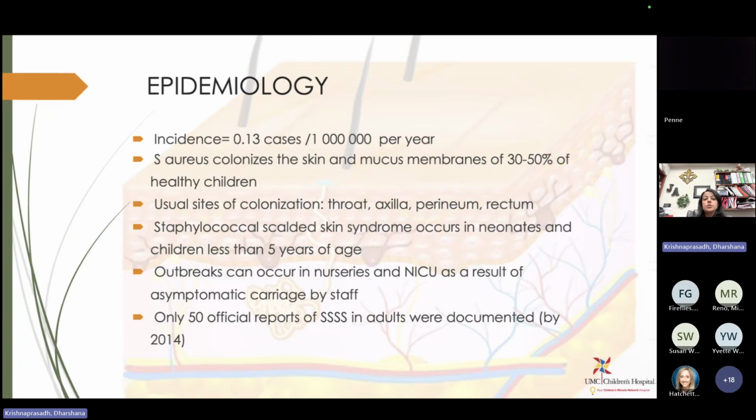Going on to the incidence of this, about 30 to 50% of healthy children are colonized with it. 0.13 cases in 100,000 is the incidence of this. Usually there is colonization in the throat, axilla, perineum, and rectum. It can occur in neonates and children less than 5 years of age. They can cause outbreaks in nurseries and the NICU, because an asymptomatic carrier can even spread it from the NICU staff. There were about 50 official reports of scalded skin syndrome in adults documented as of 2014.